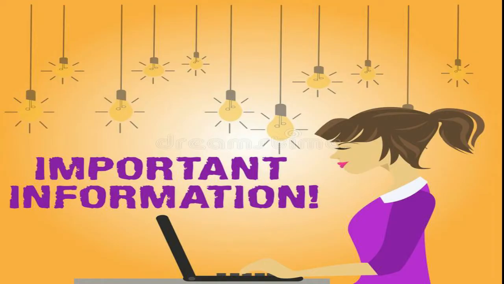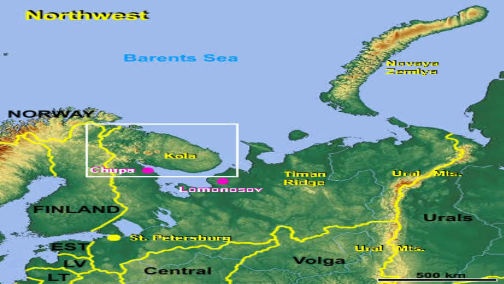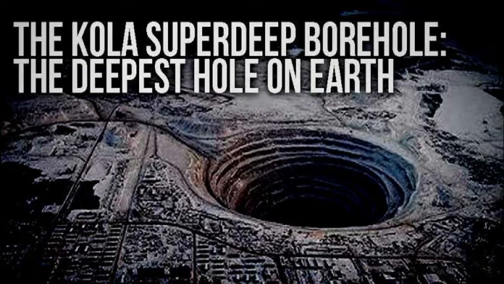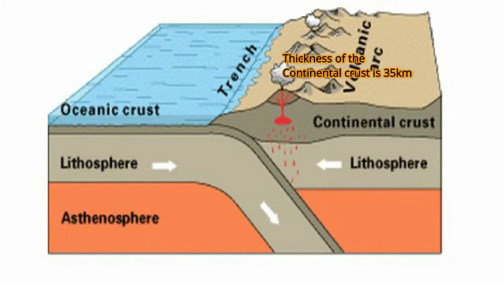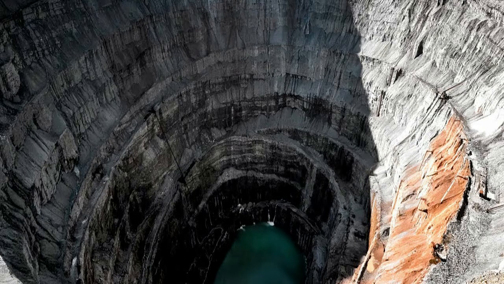Now, these projects help to gather a large volume of information through the analysis of the materials collected at different depths. Now, let us get to know an important fact. The deepest drill is at Kola, which is in the Arctic Ocean. It has reached a depth of 12 kilometers. Now, the thickness of the continental crust is 35 kilometers, and the thickness of the oceanic crust is 5 kilometers. So, as we talk about 12 kilometers, it is not even half of the continental crust. Yet it has been the deepest drill till date.